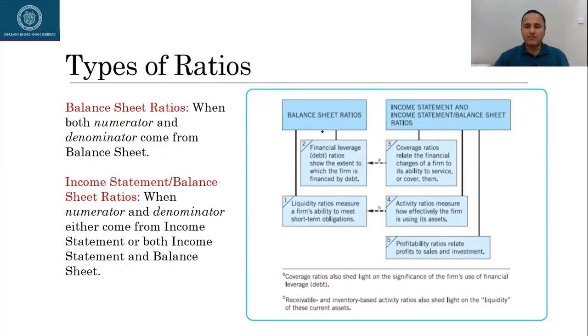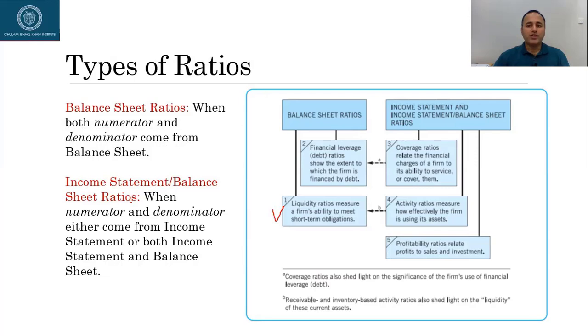I copied this figure from the book. If you see the liquidity ratios, all those accounting numbers come purely from the balance sheet. That's why they are balance sheet ratios. But for some ratios, the numerator or denominator comes from the balance sheet or the income statement, or from both. Those are called income statement and balance sheet ratios. So there are two types.